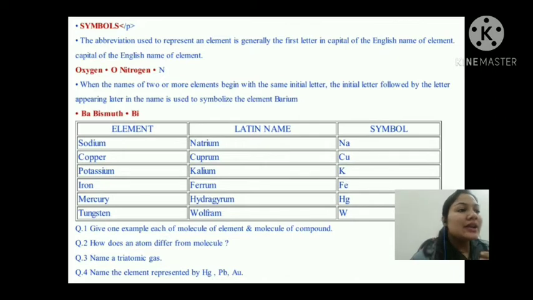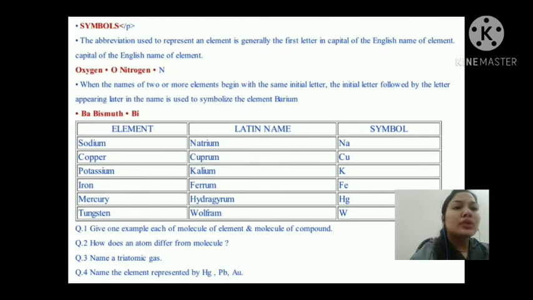Like oxygen gas, O2. The oxygen symbol is O, but the oxygen molecule is O2. So O combines with O only, to become stable, and it makes a molecule of an element. Another example is Cl2, chlorine gas. The chlorine symbol is Cl, and chlorine gas is Cl2. It is a molecule of an element because the same atoms combine to form the molecule. You can give me more examples.